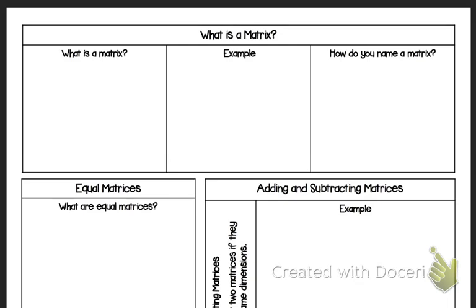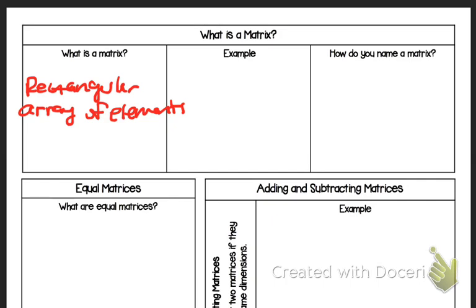Okay, so first of all, let's talk about what a matrix is. A matrix is basically a rectangular array of elements, and it is arranged in rows and columns. So, for example, a matrix looks something like this.